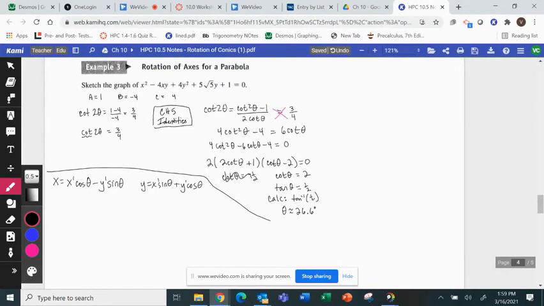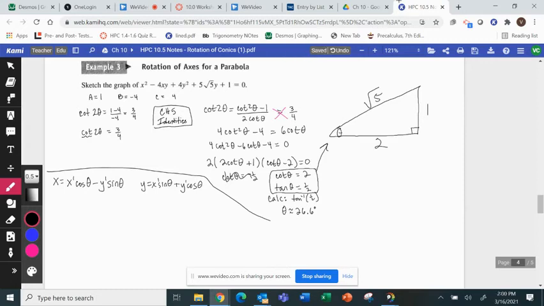So instead of using 26.6, I'm going to use this information to just make a triangle that's in my first quadrant. Has an angle of theta. The cotangent is 2, or the tangent is 1/2. So I'm going to label my sides 1 and 2, my x and my y. I'll find my radius, or hypotenuse. What is it? Pythagorean theorem. Square root 5, right?